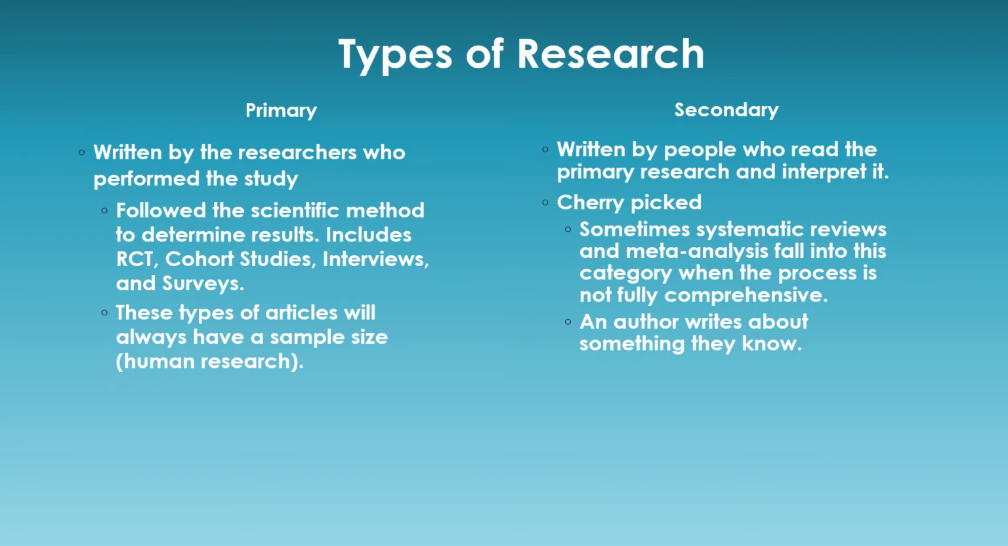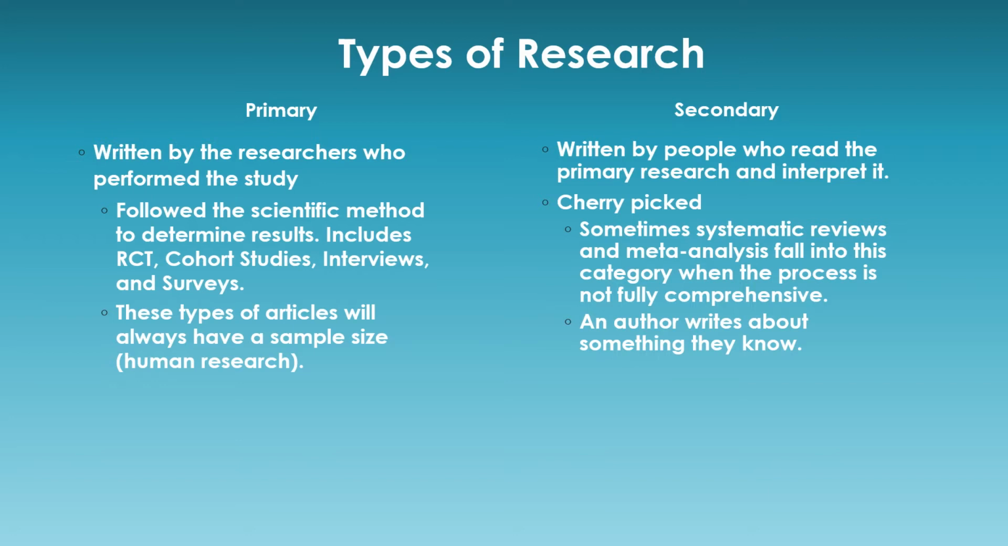The primary research includes randomized controlled trials, cohort studies, interviews, surveys, etc. There are so many different ways to perform research studies. These types of articles always have a sample size. If it's human research, most of the time, even if it's not human research, it has a sample size. So if you see anywhere in that article it says n equals something, it is potentially primary research.